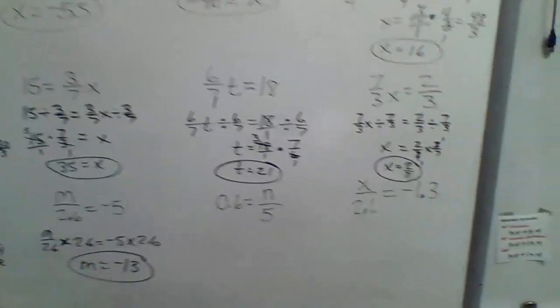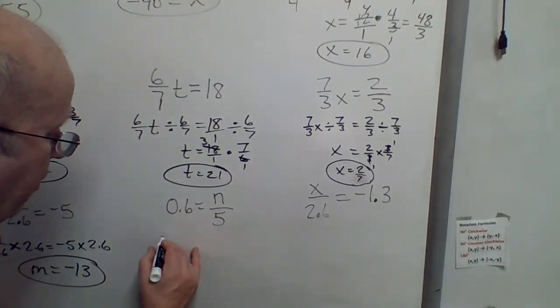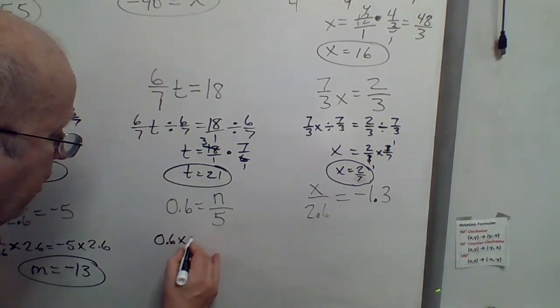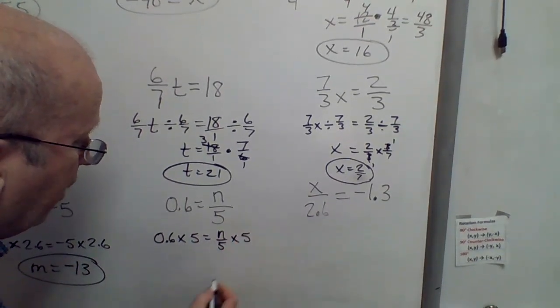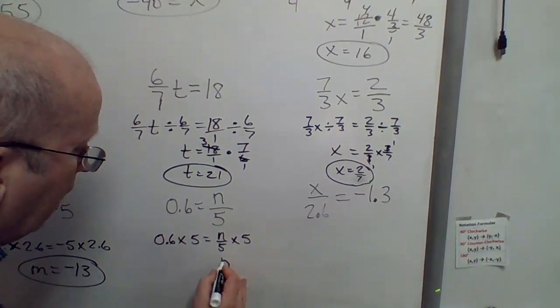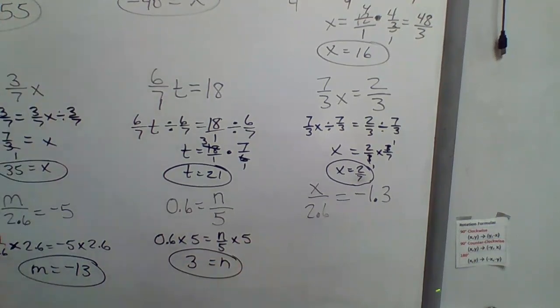How about this next one? N is attached to 5 by division. What's the opposite of dividing by 5? Isn't it multiplying by 5? So I'm going to do that to both sides of the equation. And when I do that, I get an n value that's equal to 3.